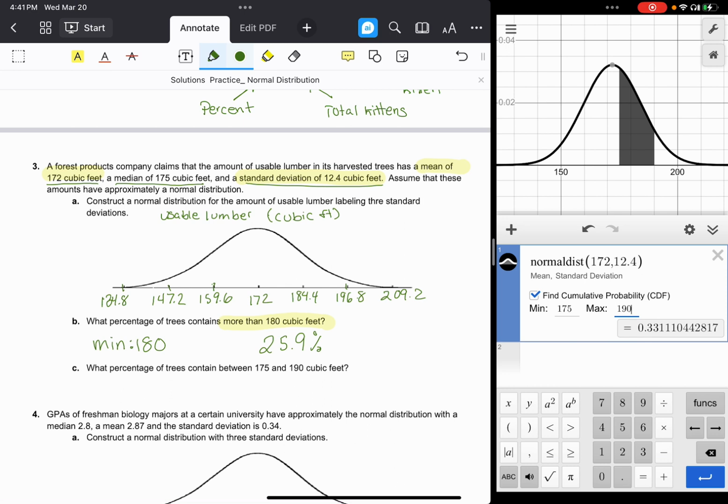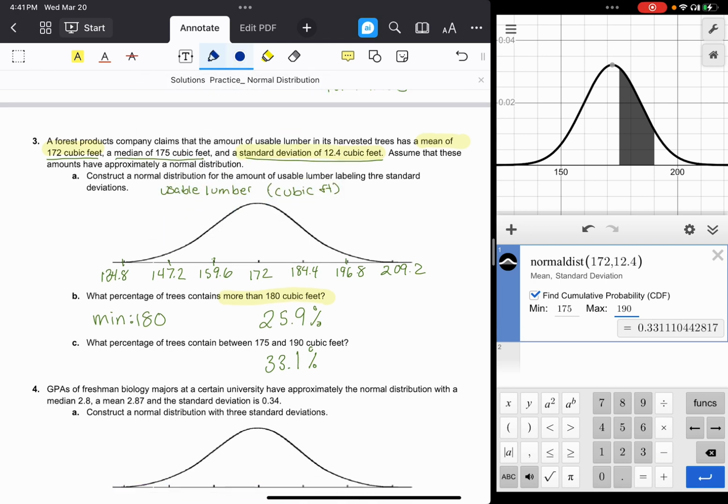And I get 33.1%. And we weren't really asked anything more than that. We were just asked for 2 percentages. We didn't have to do any further conclusions with it. A little bit of practice using our normal distribution calculator. All right, let's move on to the next problem on this slide.